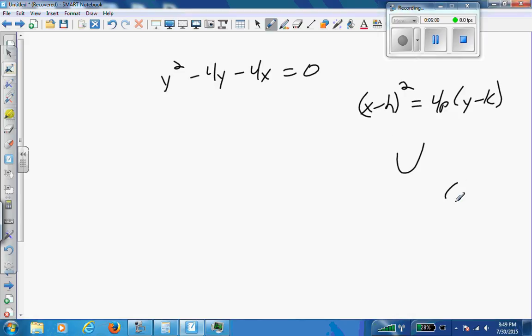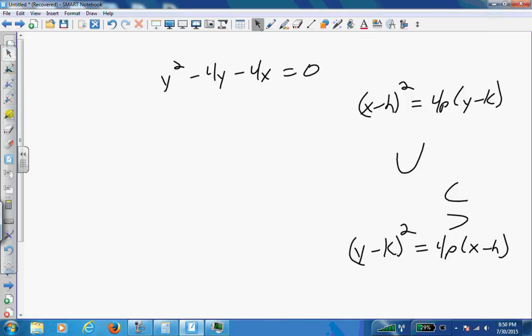Now if we have a parabola going this way or this way, the y part is what's being squared. It's still y minus k, because k corresponds to the y value of the vertex, but then it's 4p times x minus h. And that's what we have here. So we want our y part squared on one side and our x stuff on the other. Let's get the x part to the right side.